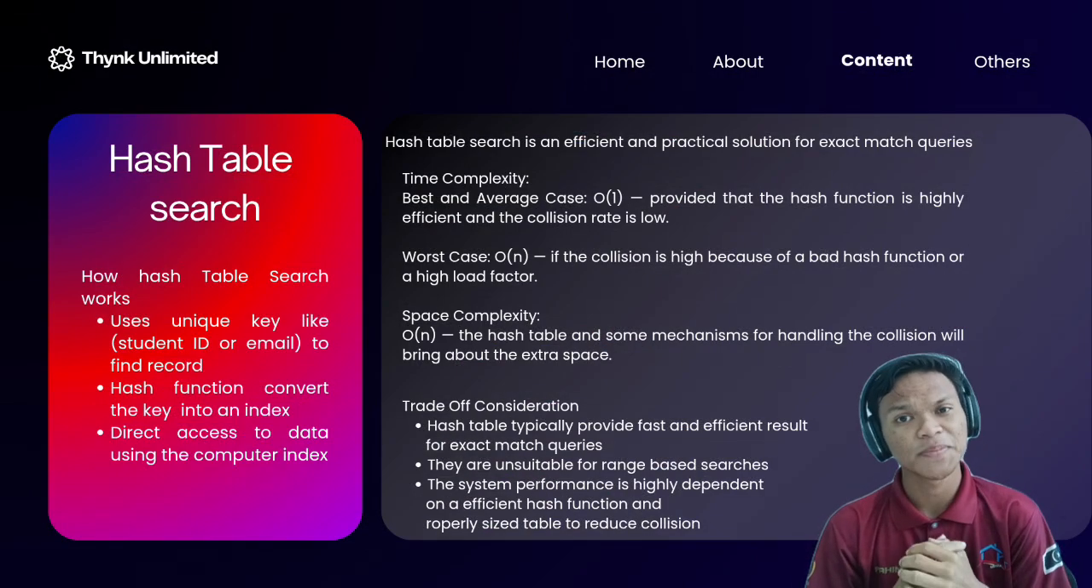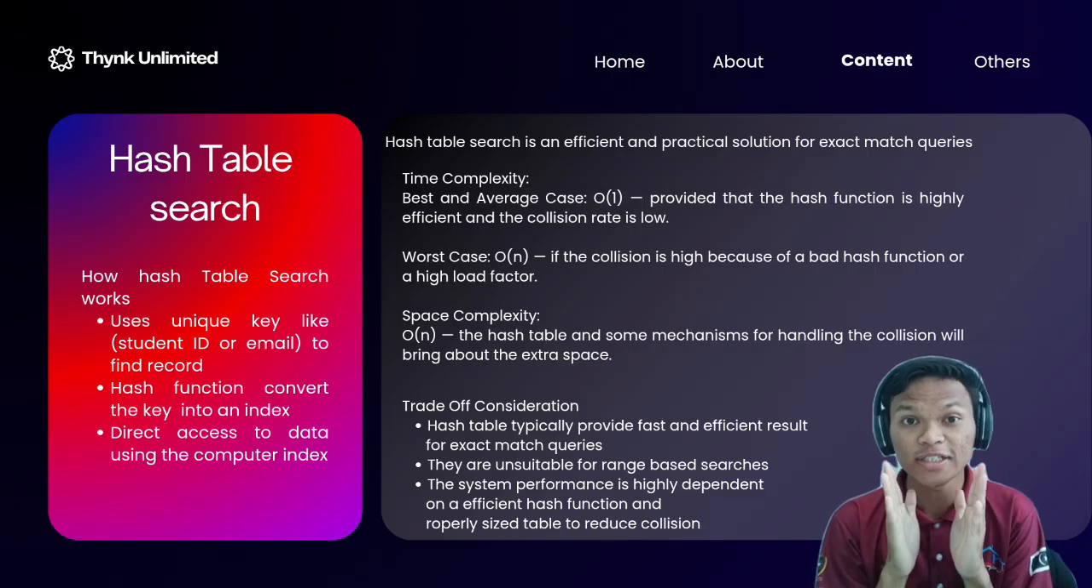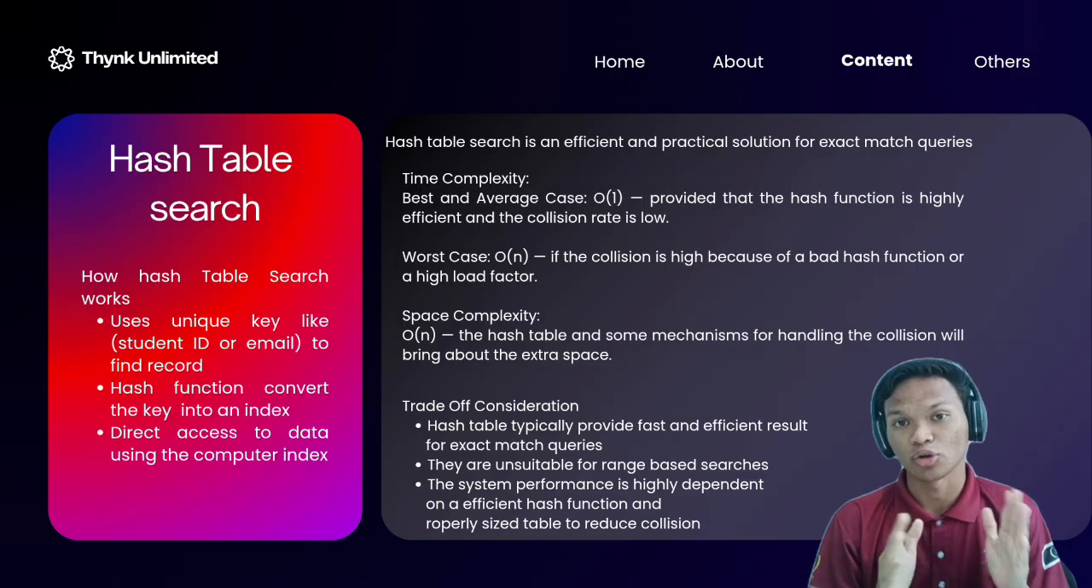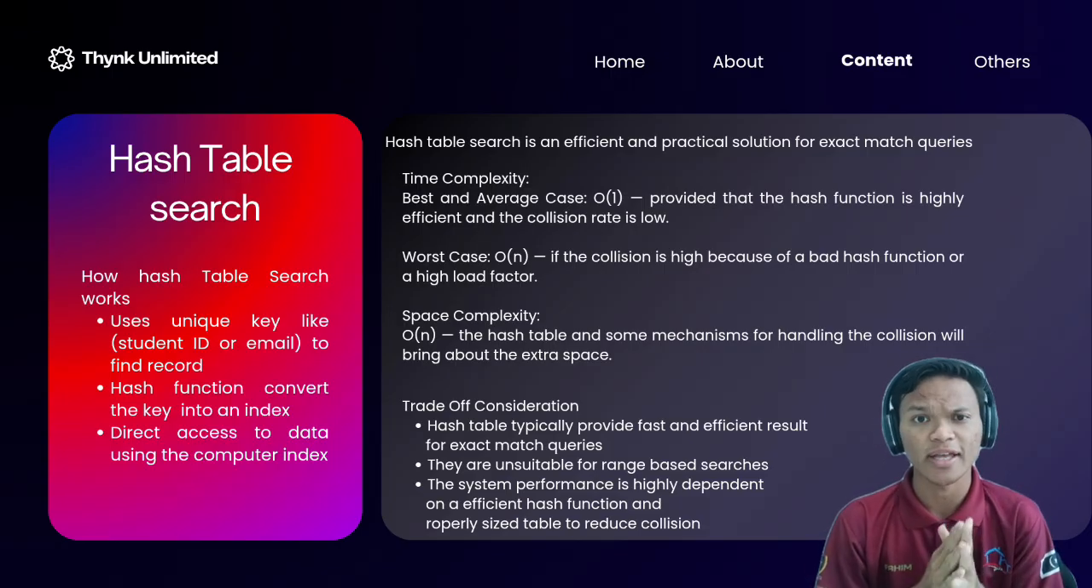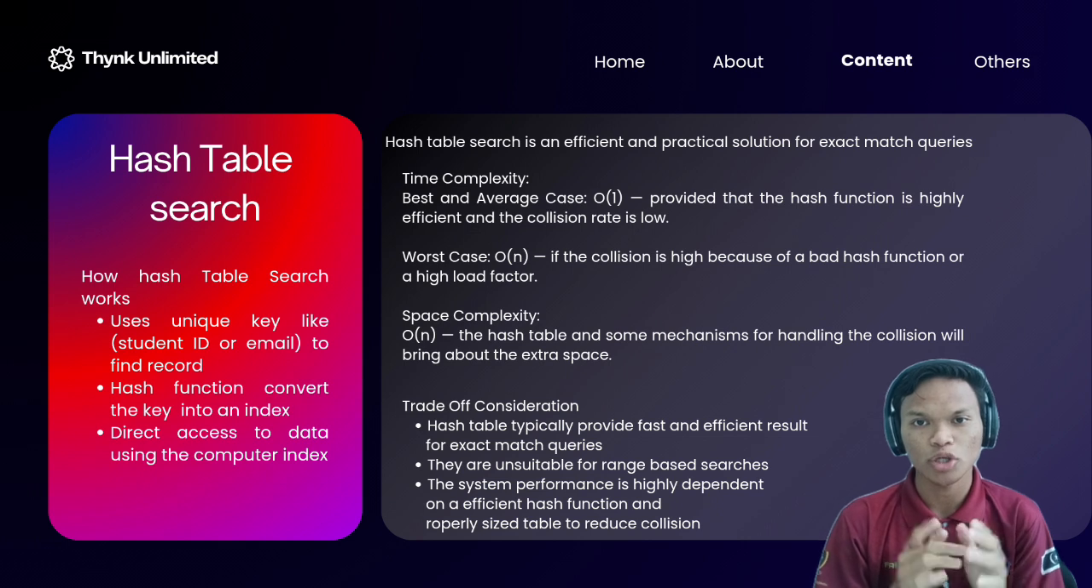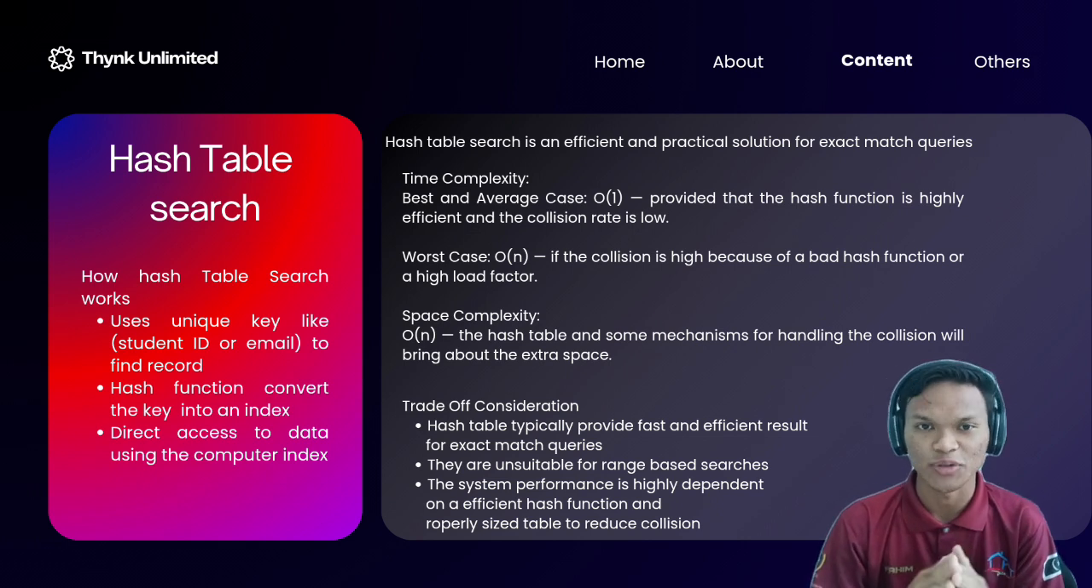How it works. This method uses a hash function to convert a unique key, like a student ID or email, into an index. The algorithm then uses this index to directly access the corresponding record. If multiple keys map to the same index, collision resolution techniques like chaining are used.